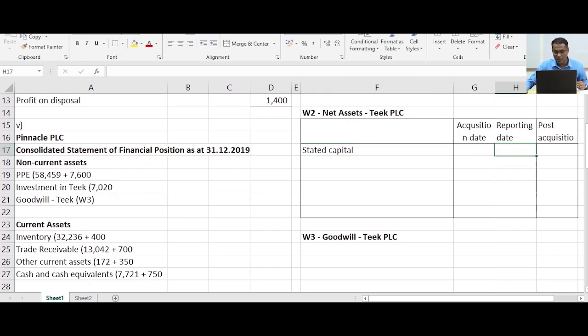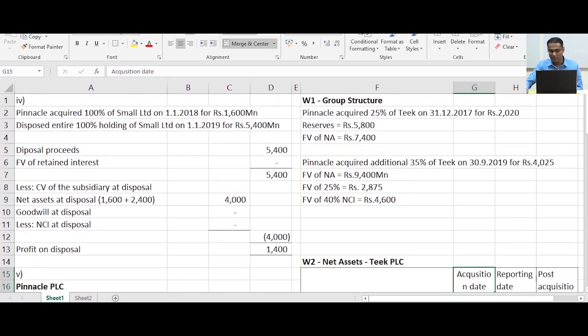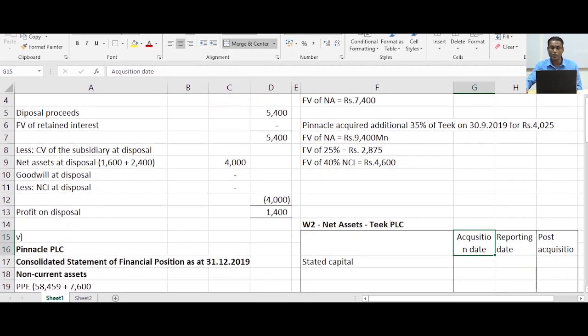Now what is given on the question is, now you have 3 columns here. Acquisition date, that means as per this question, acquisition date would be 30th September 2019. This is the date where you should start doing the consolidation, and this is the acquisition date of the subsidiary. This is the date where Teak has become a subsidiary of Pinnacle. Then the reporting date means 31st December 2019, that is the year end. Post acquisition means the difference between the reporting date and the acquisition date. What is the change in the reserves from the acquisition date to the reporting date?